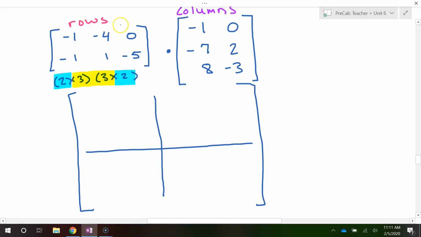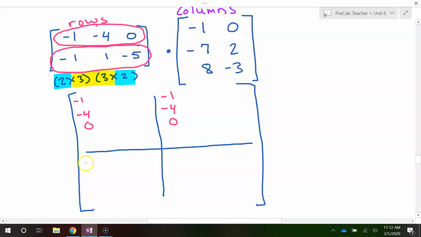All right, let's do the rows first. Row, whoops, I wanted to use a different color. All right, row 1 goes across row 1. So I'm going to put my -1, my -4, and my 0 in the first row. Row 2 goes across row 2. -1, 1, -5.